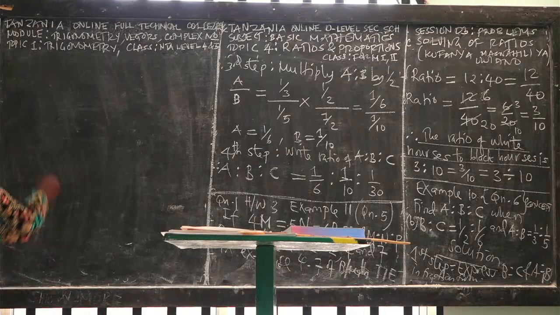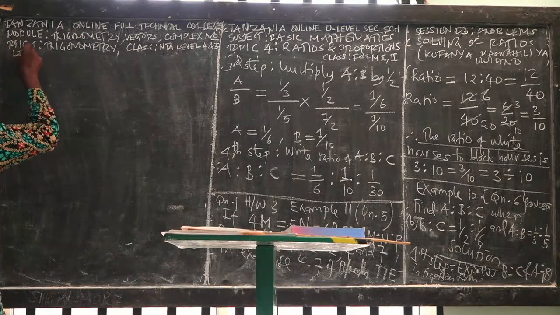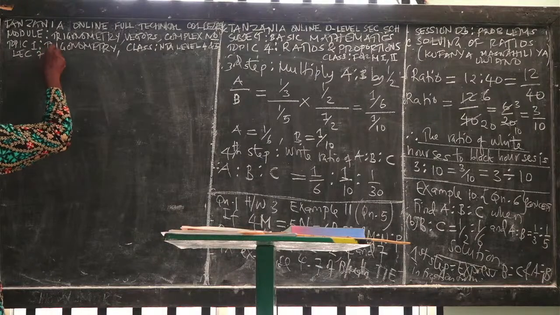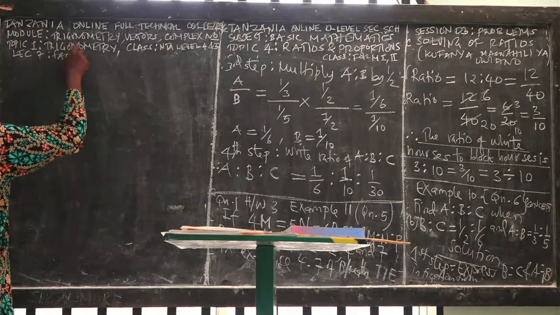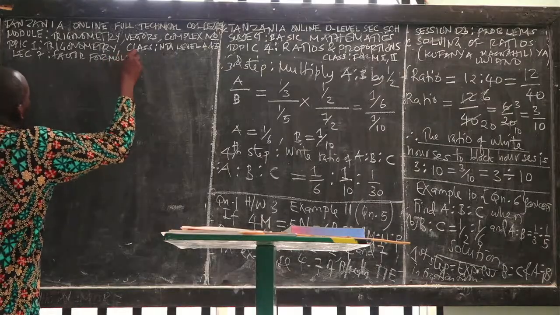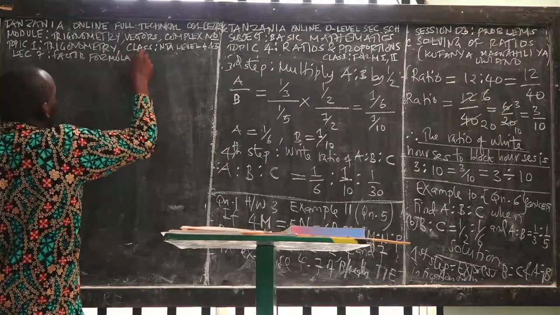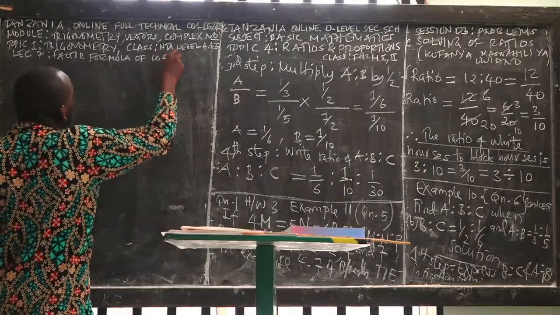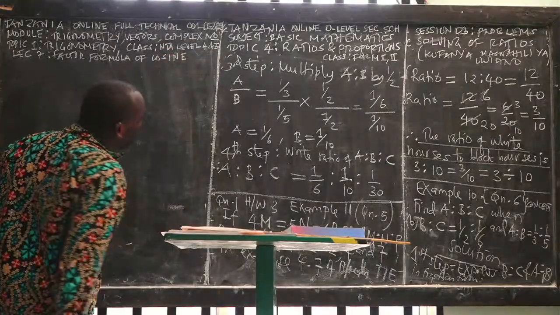So today I'm going to teach you lecture 7. This is the concept we call the factor formula. Factor formula of cosine.